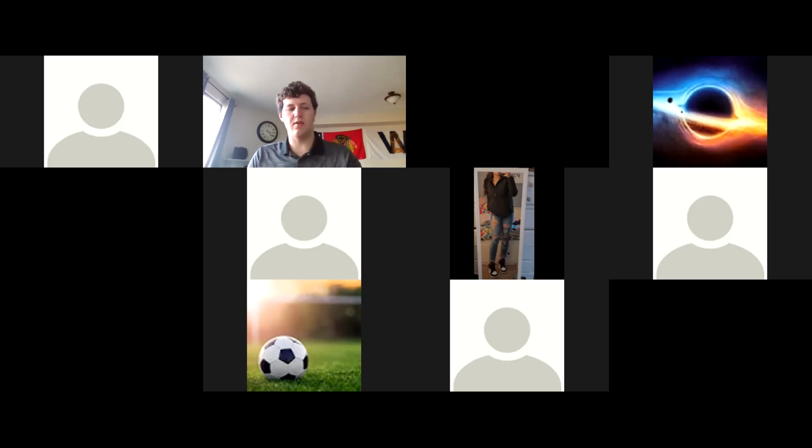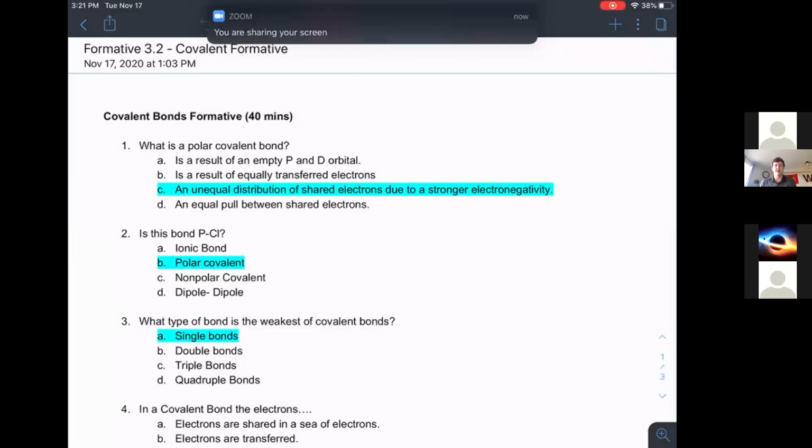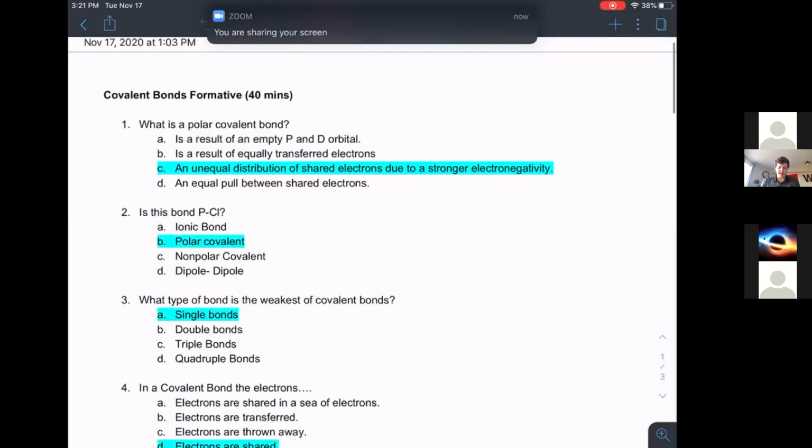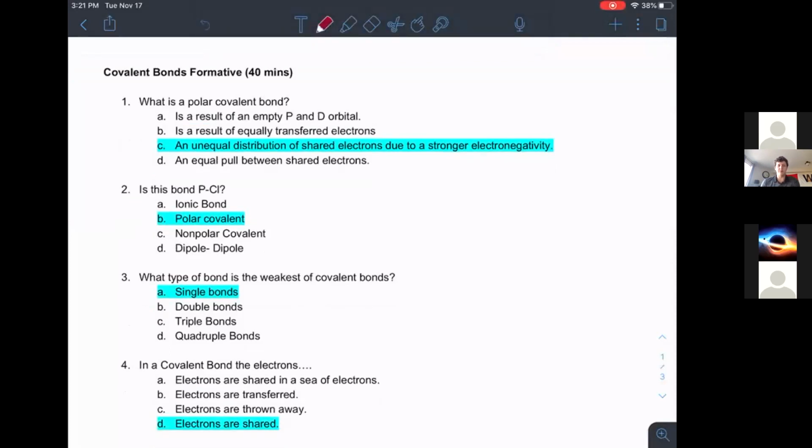So I did want to go over the formative you guys took. I believe it was last week on Thursday. You guys took a formative on covalent bonds. I wanted to go through that with everybody. So if you want to open it up or just watch the screen, it is going to be shared on the screen. The first thing you had were four multiple choice questions.